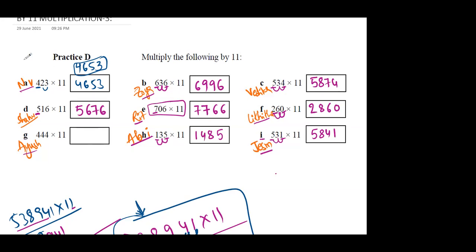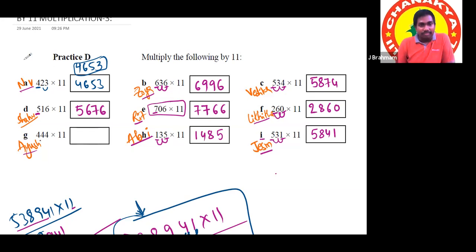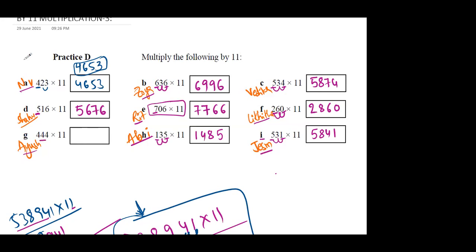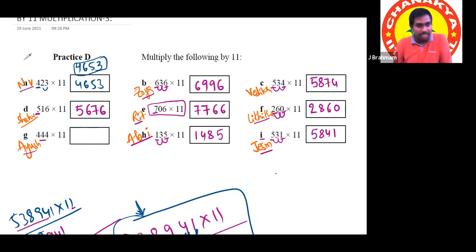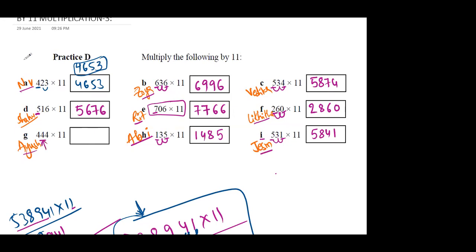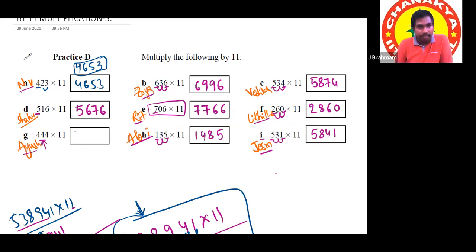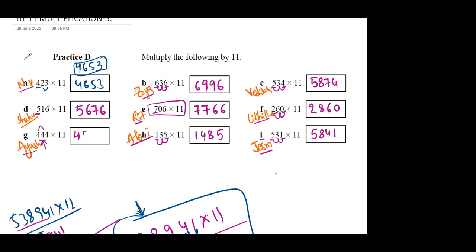Sir, can I tell Harshita? Yes, Harshita. Sir, Satvik will take the next exercise. Okay. Harshita, explain. We'll write 4 as it is. Okay. And 4 plus 4 is equal to 8. Okay. And again 4 plus 4 is equal to 8, and the end digit is 4.